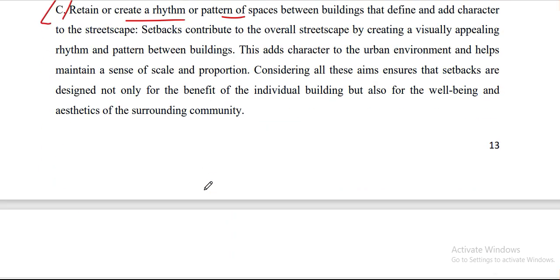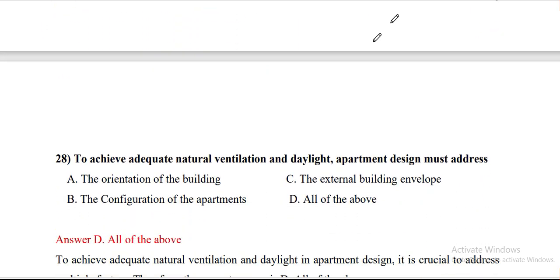So next question, number 28. To achieve adequate natural ventilation and daylight, apartment design must address: A, the orientation of the building. B, configuration of the apartment. C, external building envelope. D, all. Also this one is D.